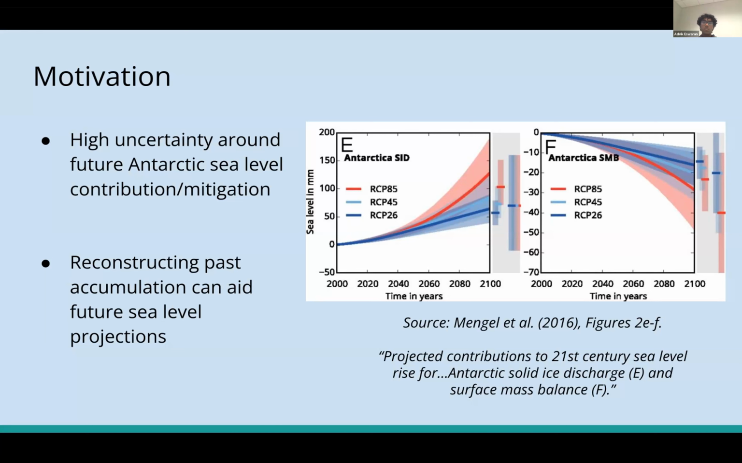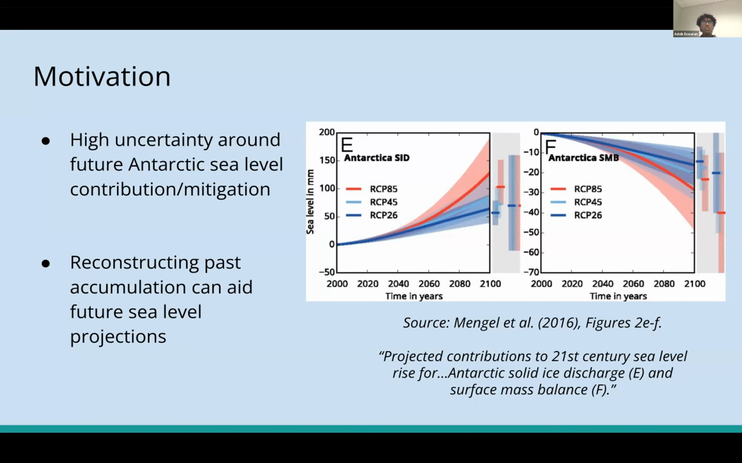So you can see here on the right 2 plots of how ice discharge and surface mass balance in Antarctica are projected to change. And you can see here clearly that even though the ice discharge is projected to increase and raise sea level, the snowfall is also projected to increase, and that should lower sea level.